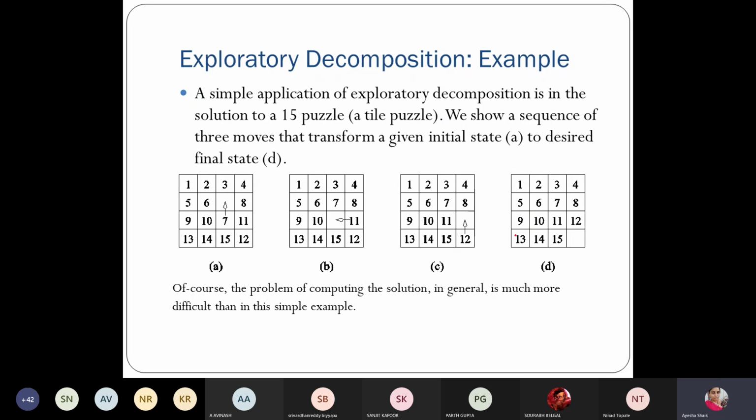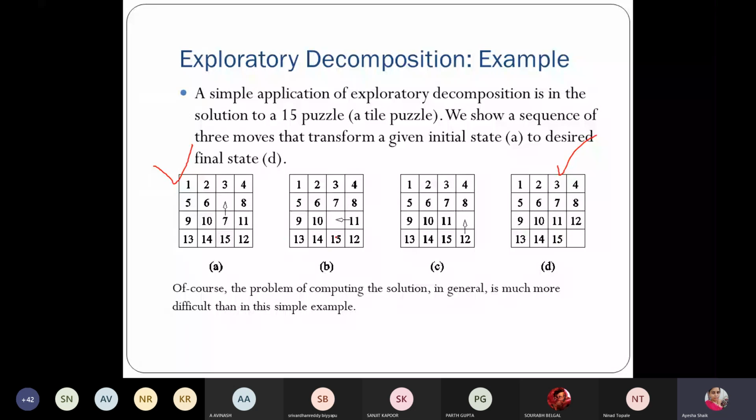Now all 15 tiles are in the correct position: 1, 2, 3, 4, 5, 6, 7, 8 and so on are in the proper position. So this is the initial state, and this is the final state. These 3 moves transform the initial state to the desired state. So here it is the ideal case, where we can see that the moves are proper.